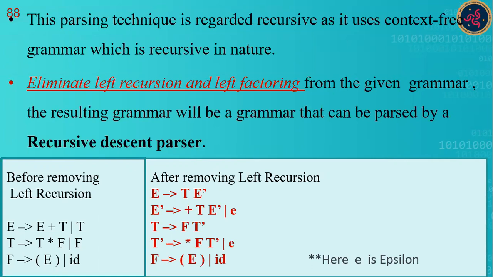Okay, so first we have to eliminate all the left recursion, and it should be a left factored grammar. That is, we have to remove all the common prefixes from the grammar.